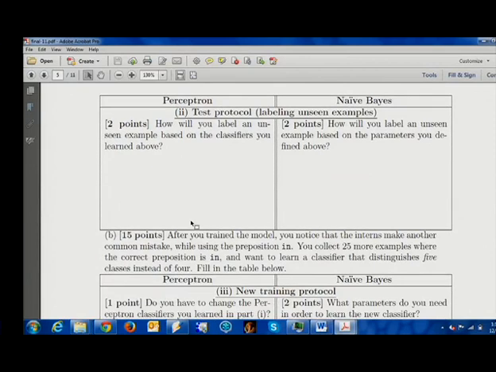Next thing is, so we already trained the model. Now what are we doing in order to test? I'm giving you an example. What are you doing on this side? How will you label an unseen example based on the classifier you learned above? Here comes an example. What do you do?